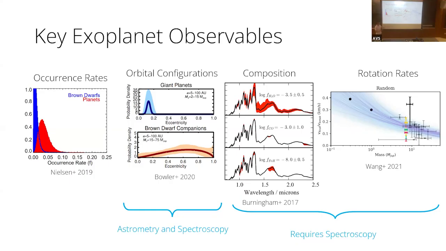When we can characterize planets, we can watch them orbit. And by watching them orbit, we can measure their orbital parameters to see how different their orbits are. We can measure their compositions through their spectra to look at how compositionally different planets and brown dwarfs are. We can also measure their rotation rates to, again, look for differences in how brown dwarfs and planets spin.